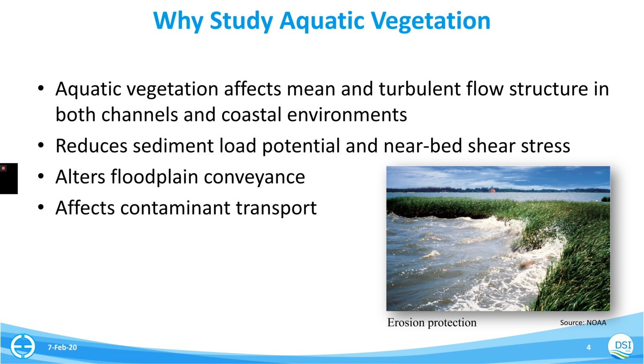And also vegetation can alter floodplain conveyance and also can affect contaminant transport. And here is a picture I got from NOAA, and we can see the salt marsh can protect the shoreline from erosion.